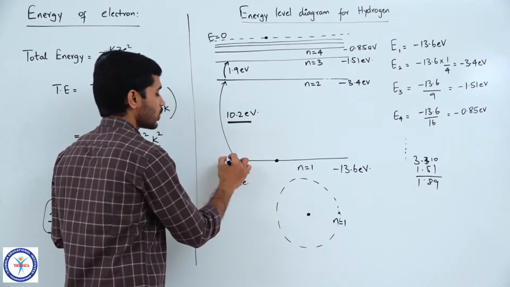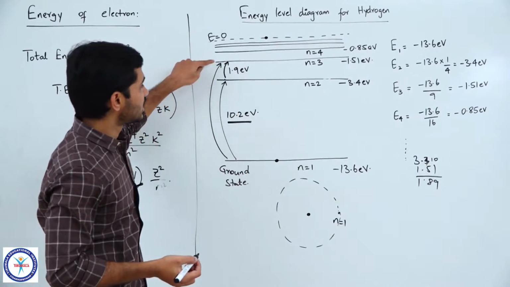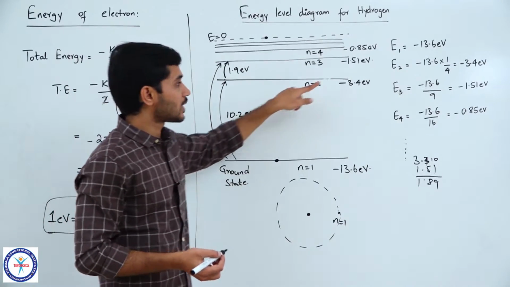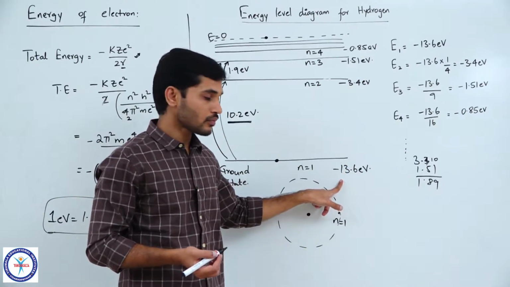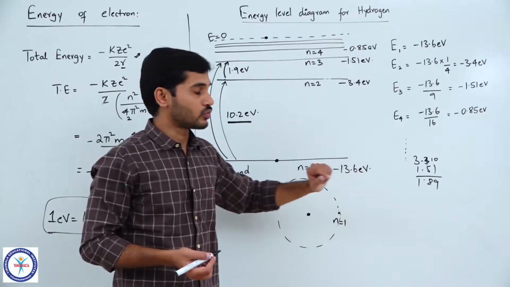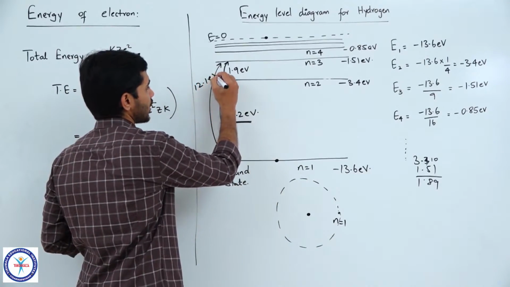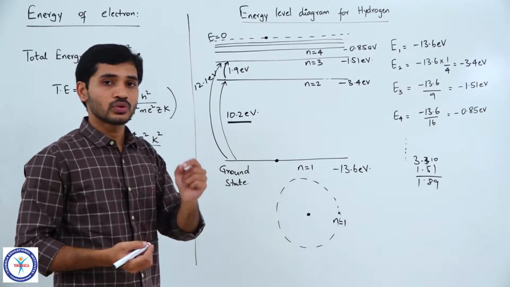The energy difference between 1 and 3, so you can just see that. What is the energy difference between third orbit and first orbit? It is nothing but minus 1.51 minus (minus) 13.6 electron volts, and the value comes out to be some 12.1 electron volts. So these values are very important for us. You need to know those values.